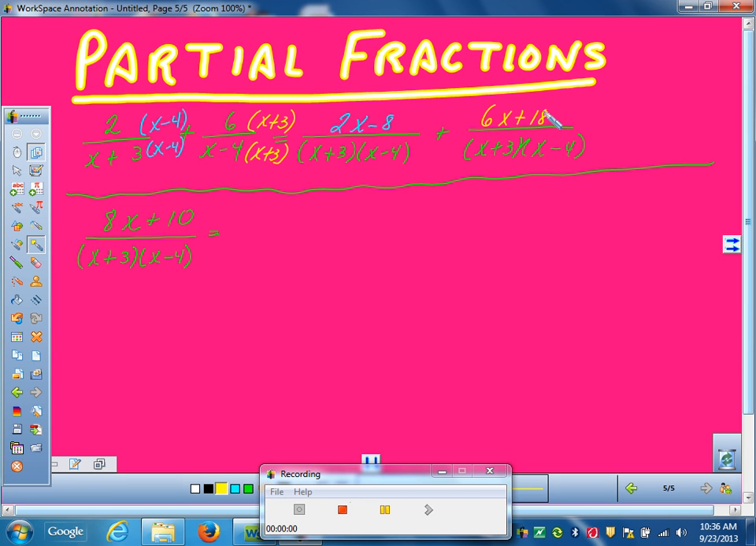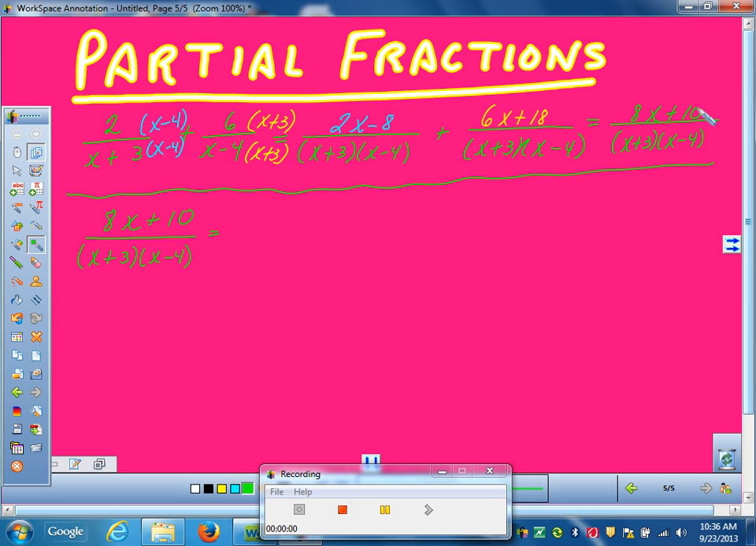Then what do I do with those two fractions? I add them together. Do I change the denominator? Nope. I add my numerators and I would get 8x plus 10. Okay, so I know how to add fractions. So we're going to work backwards. Okay, so that's the answer.